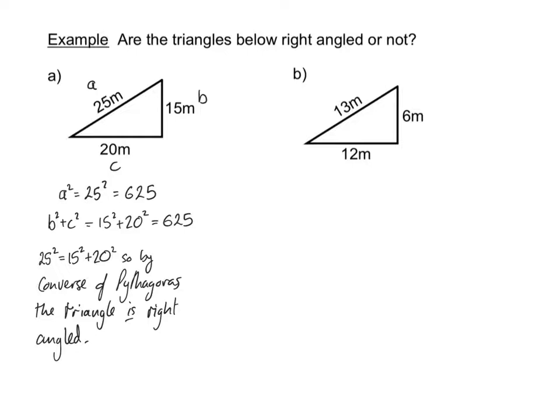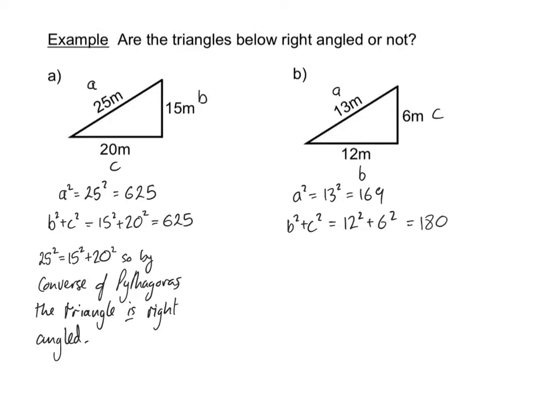In the second example here, again, we start off by labelling the sides. The right angle, if it is a right angled triangle, would be here, opposite the 13, opposite the longest side. So we'll call the 13 A, and we'll call the other two sides B and C. And again, just repeat the process. So we'll start off with A squared equals 13 squared, which is 169, and B squared plus C squared separately is equal to 12 squared plus 6 squared, which comes to 180.